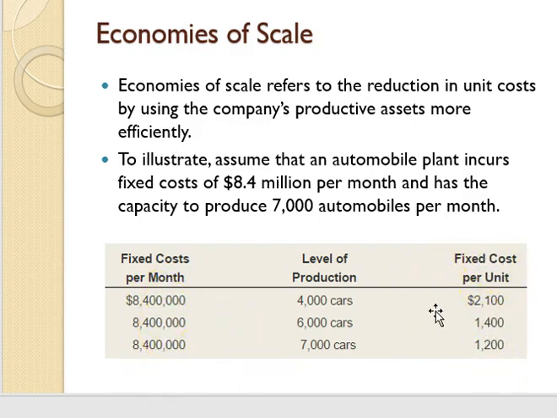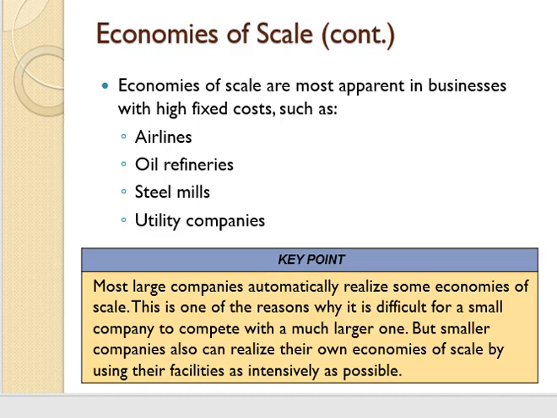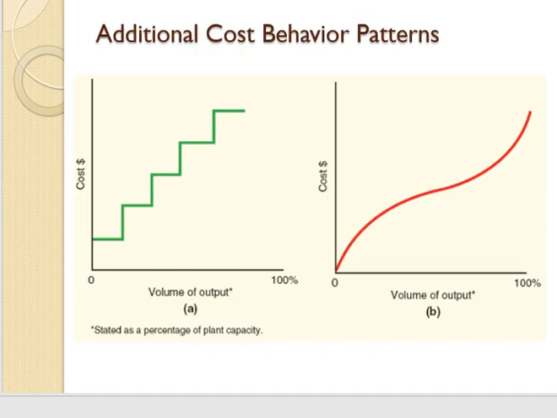Think of the Disney example I gave you. Think of my office example. It's the same thing. But don't fool yourself. It's still $8.4 million a month. So, economies of scale are most apparent in businesses with high fixed costs, such as airlines, steel mills, utilities. Just keep that in mind. And you can see, you're going to have all these different types of cost behaviors.